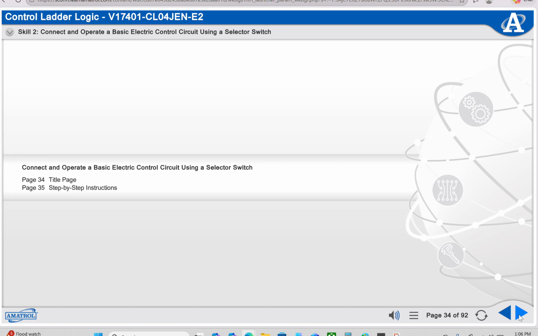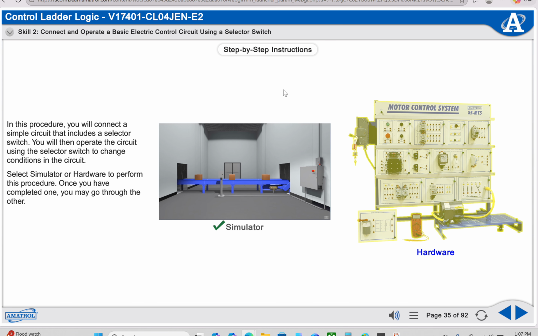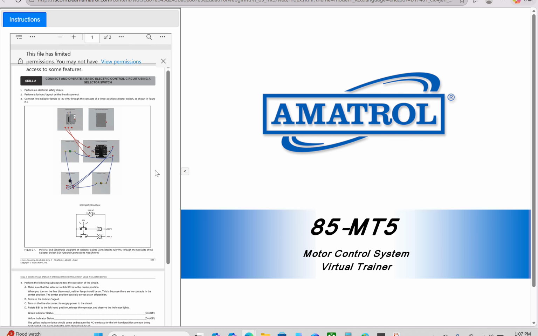Connect and operate a basic electric control circuit using a selector switch. In this procedure, you will connect a simple circuit that includes a selector switch. You will then operate the circuit using the selector switch to change conditions in the circuit. Select Simulator or Hardware to perform this procedure. Once you have completed one, you may go through the other.